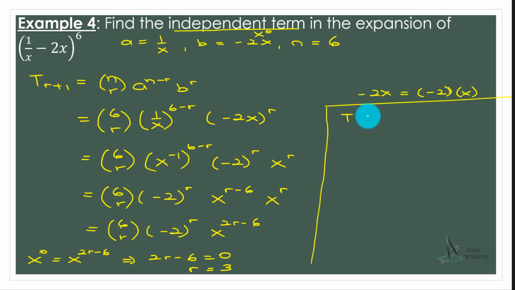So now let us substitute. T(r+1), T4, the fourth term, 6C3, and then negative 2 to the power of 3, x to the power of 0. So 6C3 times negative 2 cubed. Therefore, this is negative 160. Okay, so this is the independent term because we don't have anything with x anymore. That's it for the first formula. I'll see you guys in the next video where we're going to learn the second formula for binomial expansion. Bye bye.